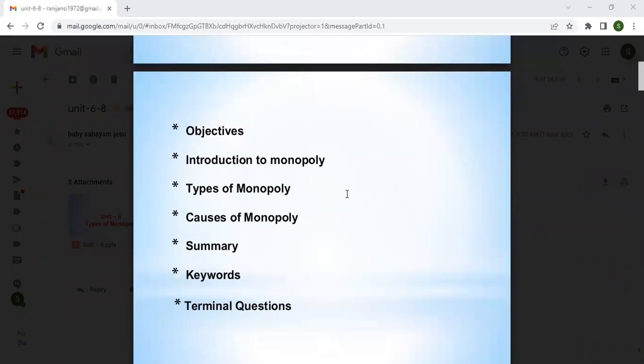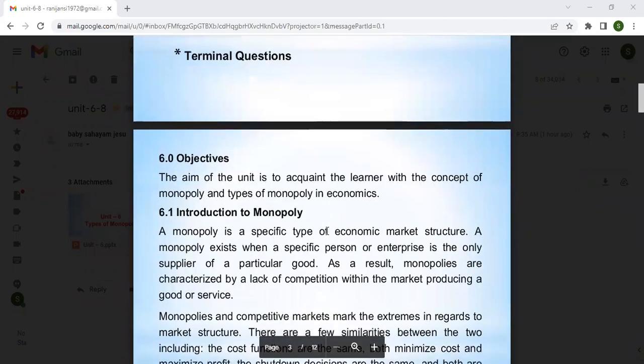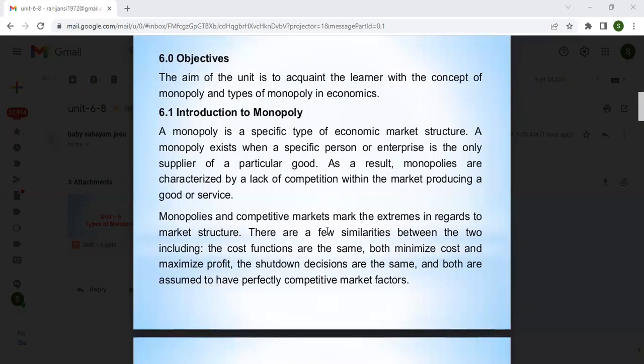Objectives: Introduction to Monopoly, Types of Monopoly, Causes of Monopoly, Summary, Keywords, Terminal Questions. The aim of the unit is to attune the learner with the concept of monopoly and types of monopoly in economics. Introduction to monopoly.